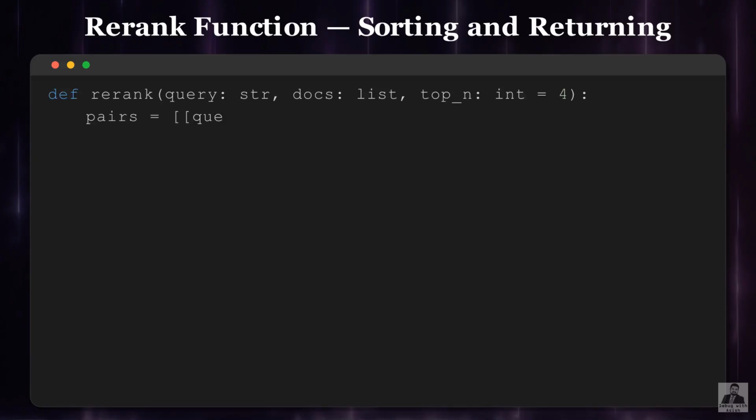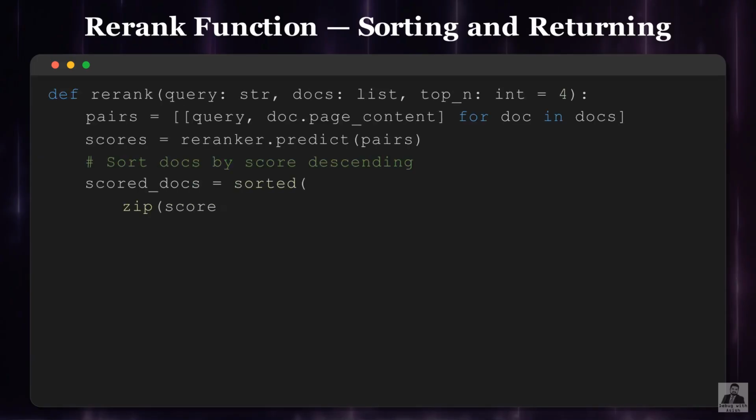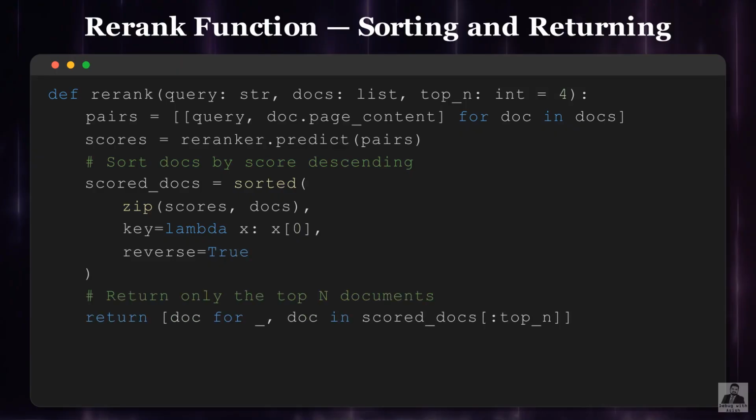The second part pairs each score with its document using zip, sorts them in descending order by score, and returns only the top n documents. If we retrieved 20 candidates in stage 1 and call rerank with top n equal to 4, we get back the 4 documents the cross-encoder considers most relevant to the query. These 4 replace what the retriever would have passed to the language model directly.